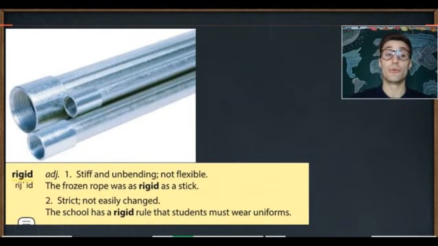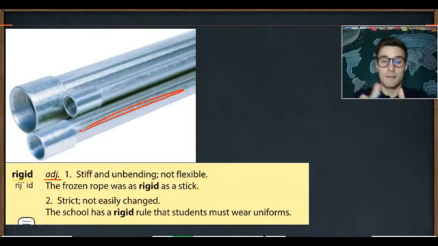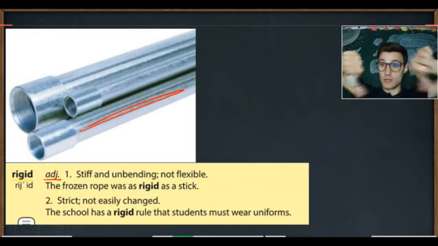Next up, it's rigid. If something is rigid, it has two adjective meanings. The first meaning is a word we use to describe nouns which are stiff and unbending, not flexible. Steel pipes are very rigid. They're very stiff and unbending. You can't bend them. Rubber pipes are not very rigid. You can bend them.